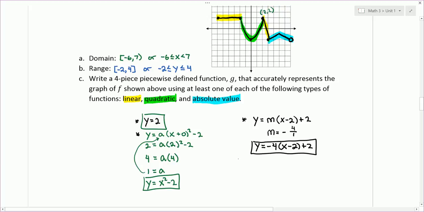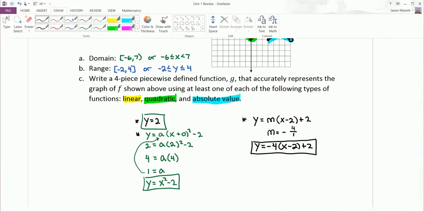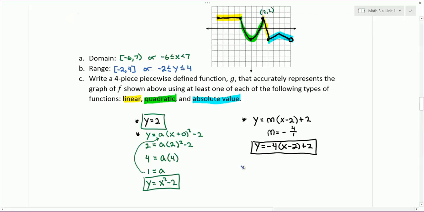And then lastly, I'll use blue. Notice the location of the vertex. The vertex is at 1, 2, 3, 4, 5, negative 1. The vertex of the parent graph is at (0, 0). So this has been shifted to the right 5 and down 1.